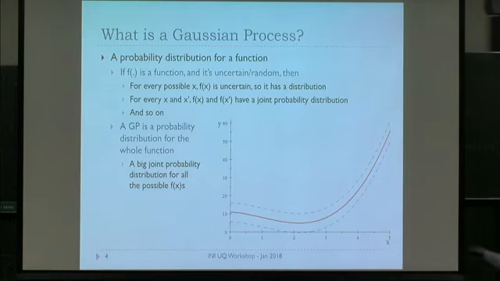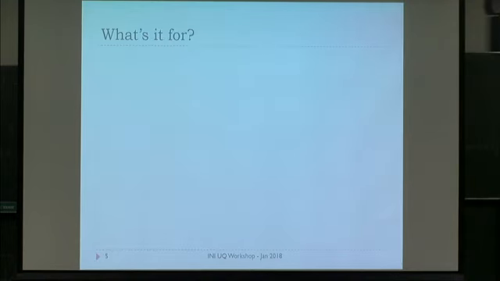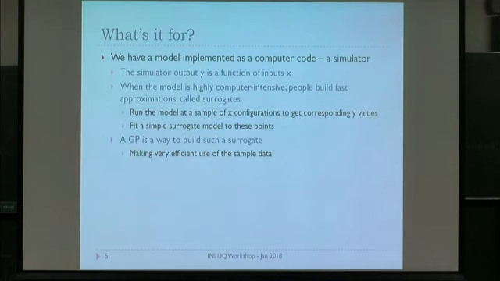And so this is sort of the way of drawing it typically. There's a mean function, the red line, plus or minus some standard deviation around it for the dotted blue line. What's it for? Well, we're going to use it in the following sense. We have a model implemented as a computer code, a simulator. Simulator output is a function of the inputs. So we're going to use this model as a way of representing probability distribution for a function.